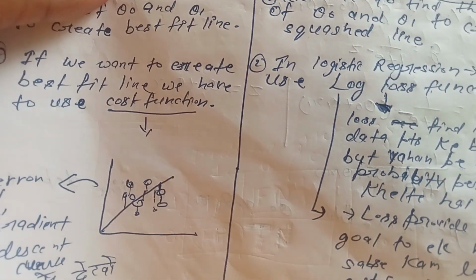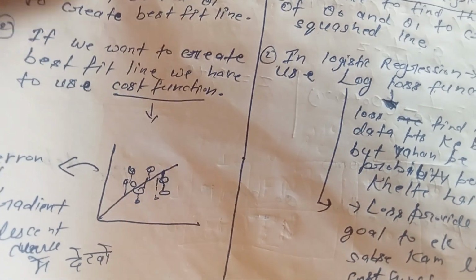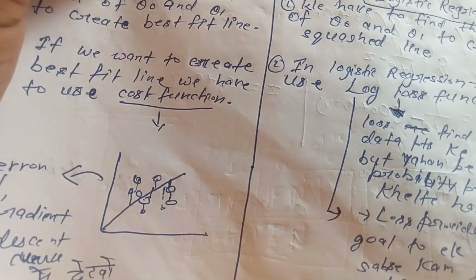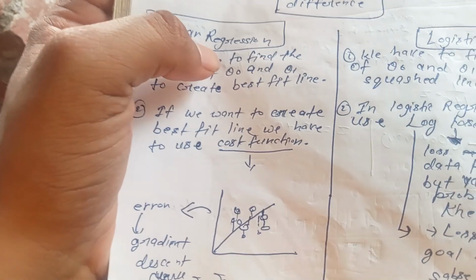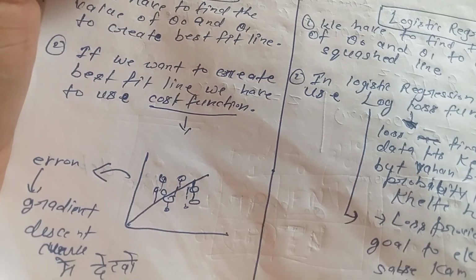Okay, and in logistic regression we use a log loss function. In logistic regression we use a log loss function, and in linear regression we use a cost function.